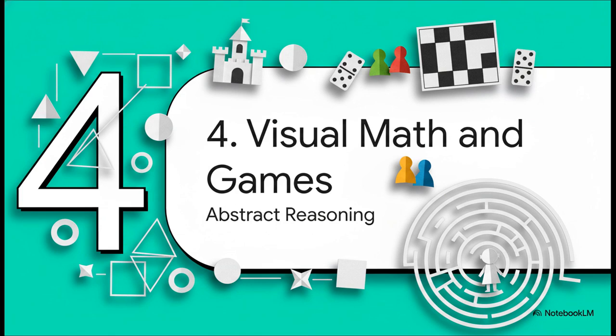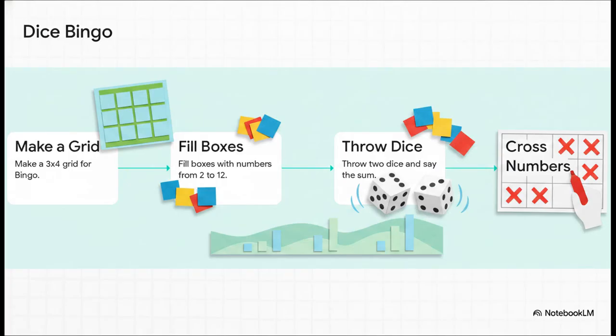Finally, we're at part 4, visual math and games, abstract reasoning. Let's check out a game the text calls Dice Bingo. The rules are pretty simple. First, you make a 3x4 grid. Next, you fill the boxes with any numbers from 2 to 12. And yeah, you can repeat numbers. Then, you throw 2 dice, find the sum, and cross it off. First one to cross off their whole board wins.